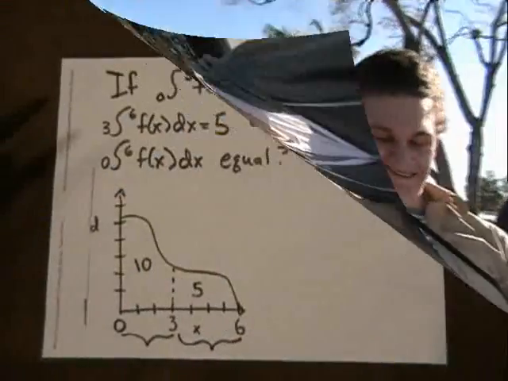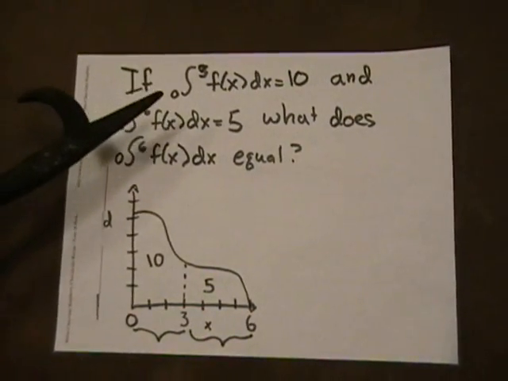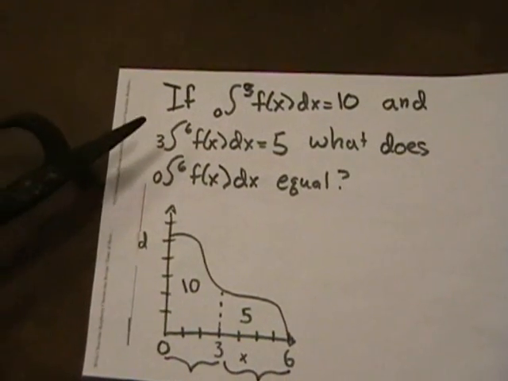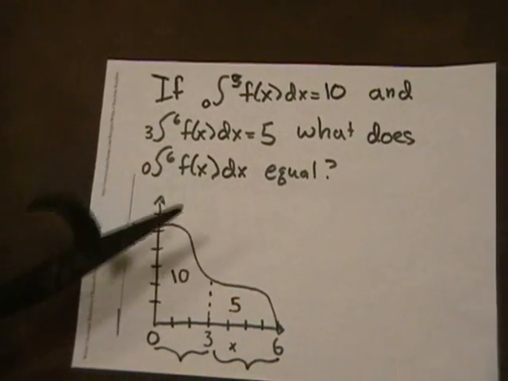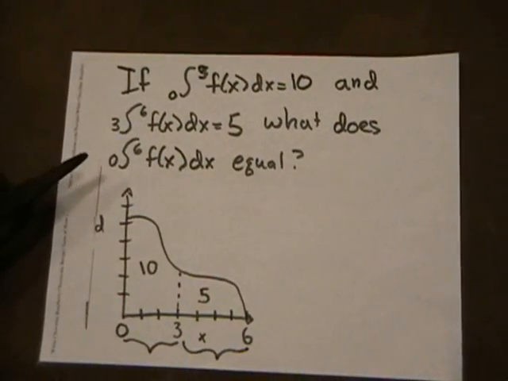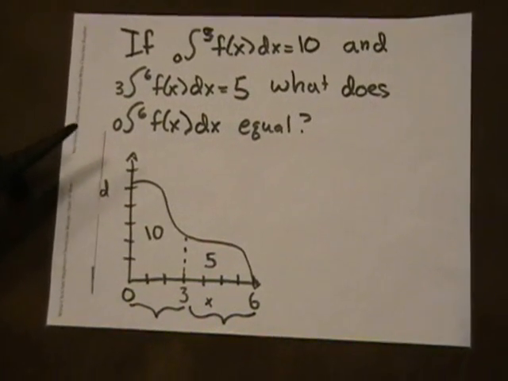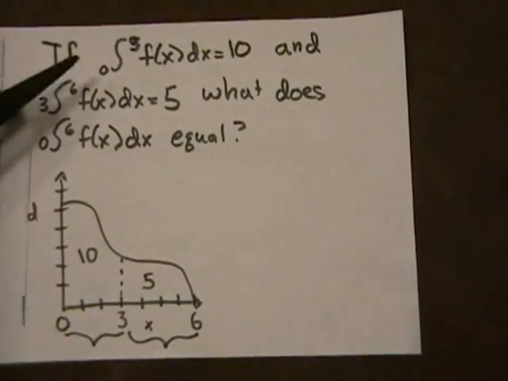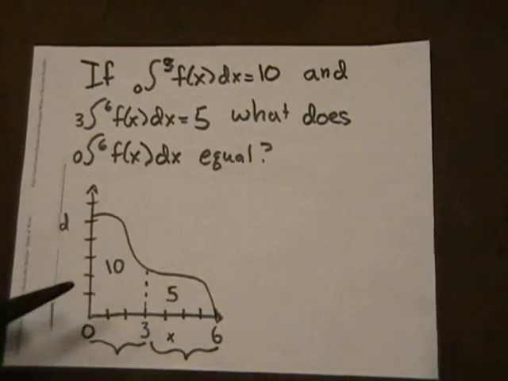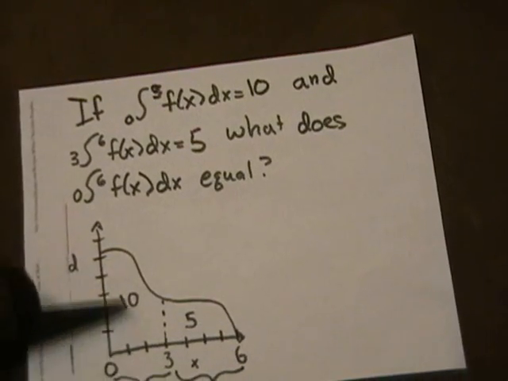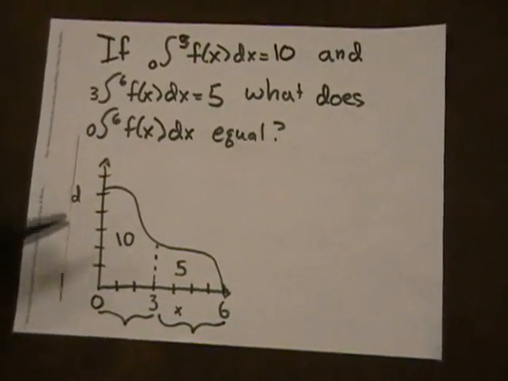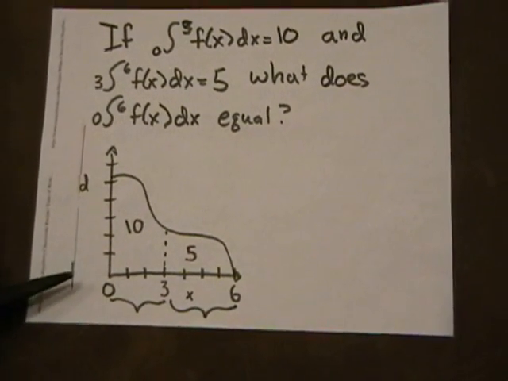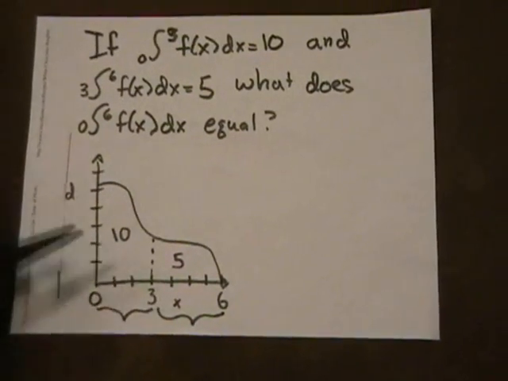No, but that's okay. If the integral from 0 to 3 of f of x dx equals 10, and the integral from 3 to 6 of f of x dx equals 5, what does the integral of 0 to 6 of f of x dx equal? Well, from 0 to 3, the integral, or the area under the curve, equals 10. So if we split it up into two parts, 0 to 3 equals 10, 3 to 6 equals 5, then both of them together are going to equal 15.